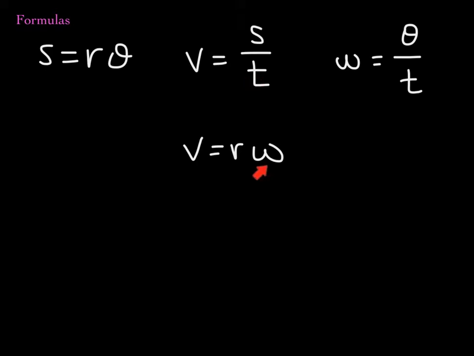And this is omega. This is not W. This is omega, which stands for angular speed. And I think we covered it all. That's what each one of these letters represents. So you have a formula here for arc length, a formula here for linear speed, an alternative formula for linear speed, and then you have the formula for angular speed.